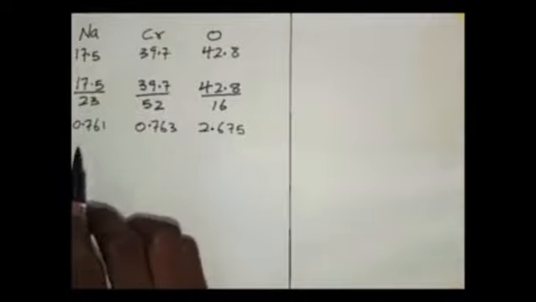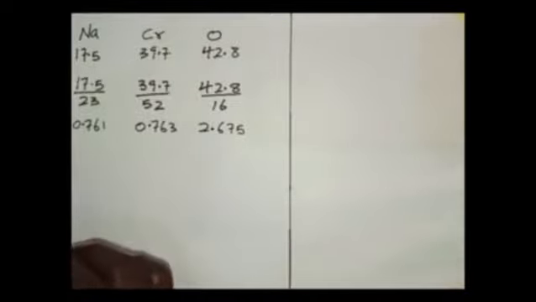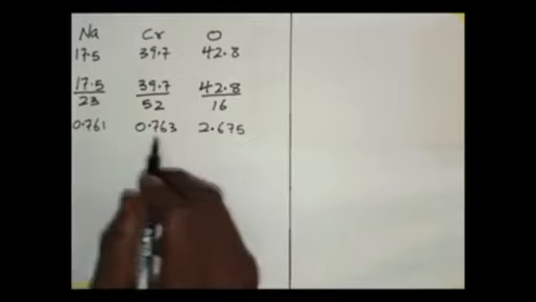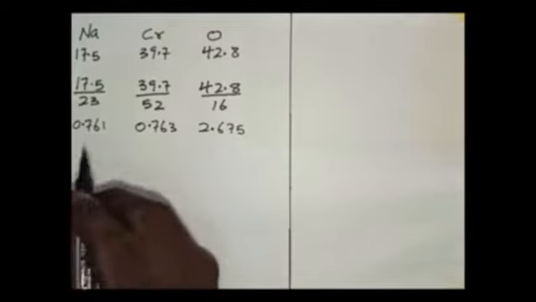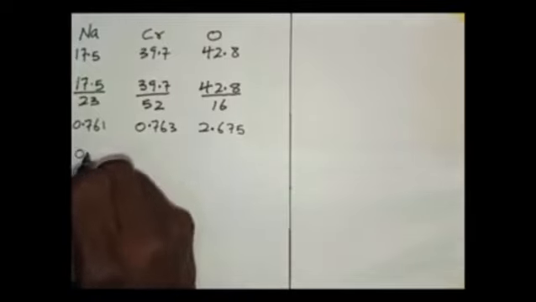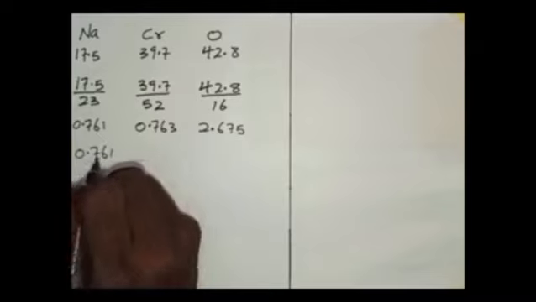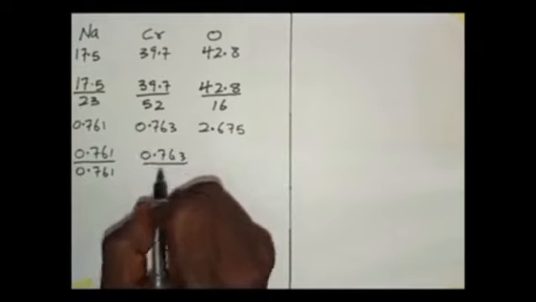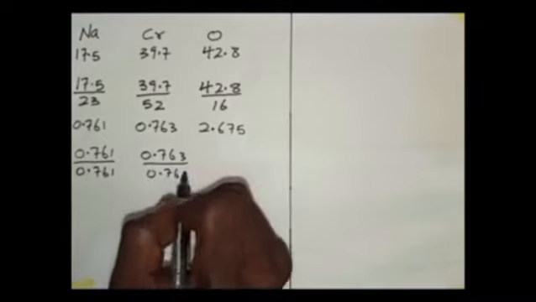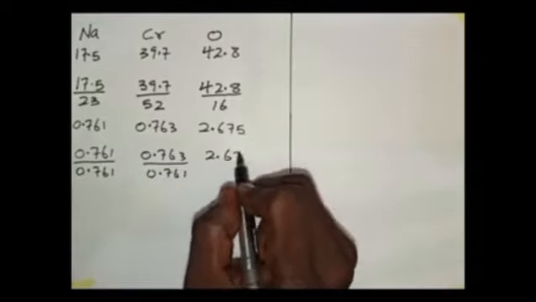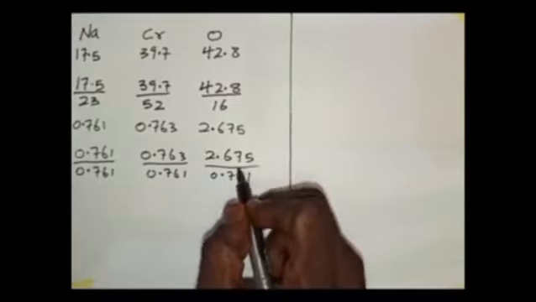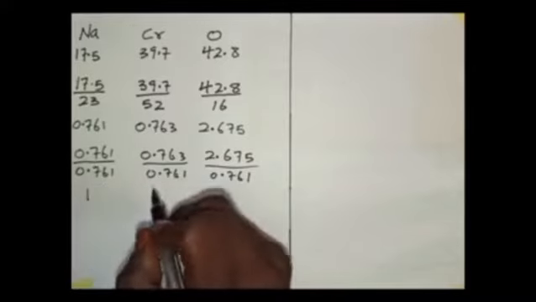Remember, these are the molar amounts of these substances. So the smallest value here is 0.761. So I'm going to divide all through by 0.761, and that gives me 0.761 divided by 0.761, 0.763 divided by 0.761, 2.675 divided by 0.761, and this is going to give us 1.0, 1.0.